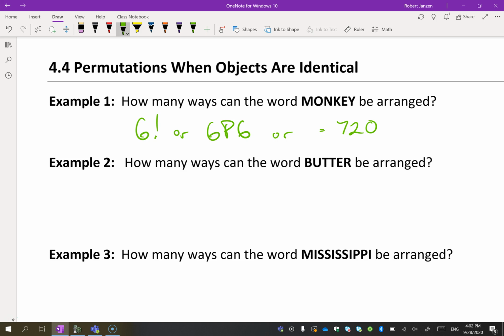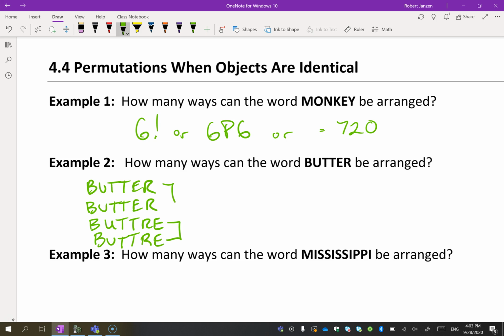Now let's take a look at the letters in the word butter. I'm going to give you a couple of arrangements here. I'm rearranging a bunch of the letters here. In each of these two, I switched the T's. But is the arrangement different? It is not. We can switch identical objects and the new word isn't any different. So what we need to do here is consider that when you're thinking about how many different ways you can rearrange those letters.